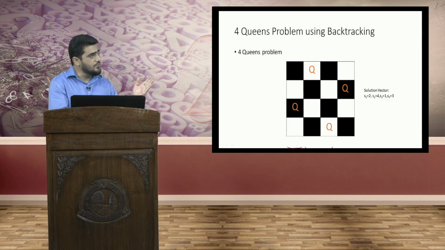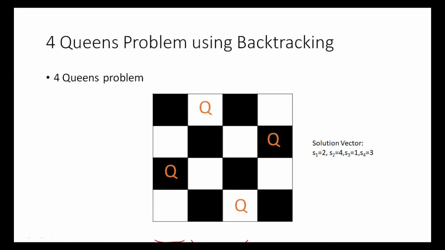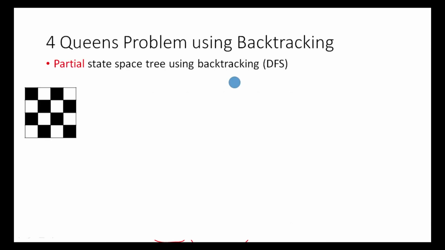So the solution vector to this problem is S1 equal to 2. The first choice is 2, the second choice is 4, the third is 1, and the fourth one is 3. Or we can place the first queen in the second column, the second queen in the fourth column of the second row, the third queen in the first column of the third row, and the fourth queen in the third column of the fourth row. So we'll see how we build this solution.